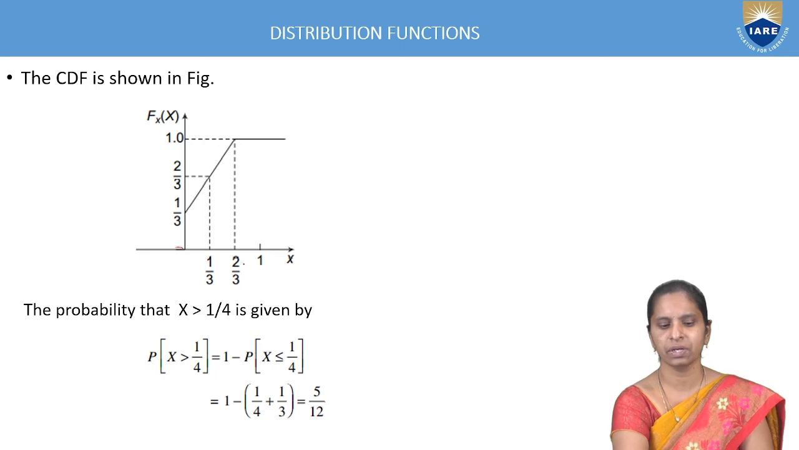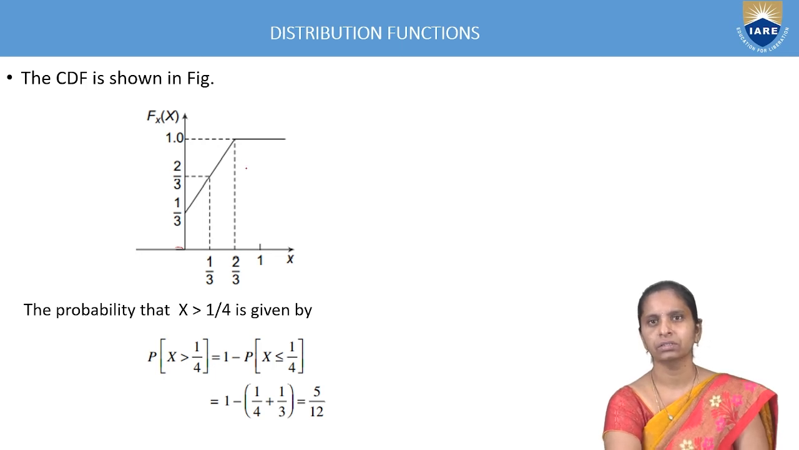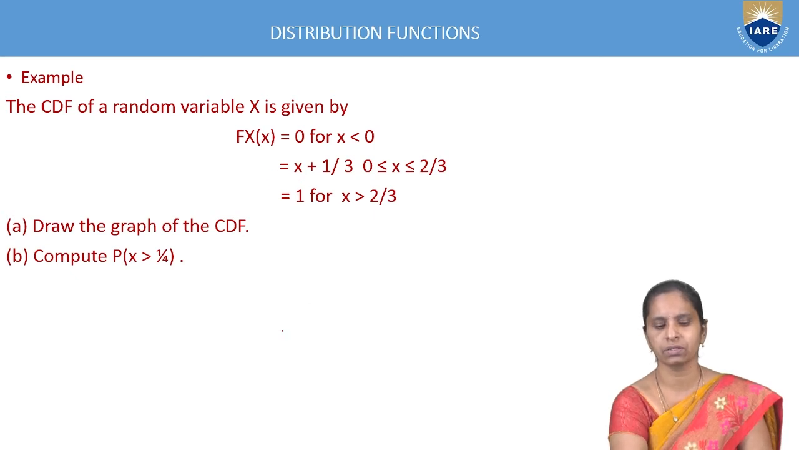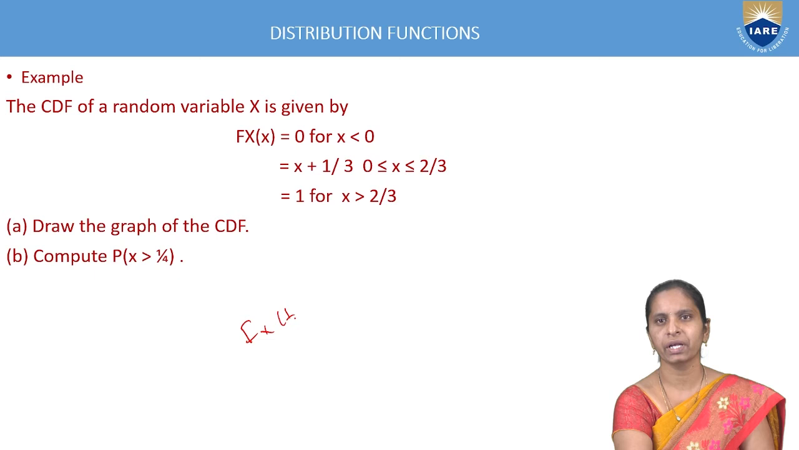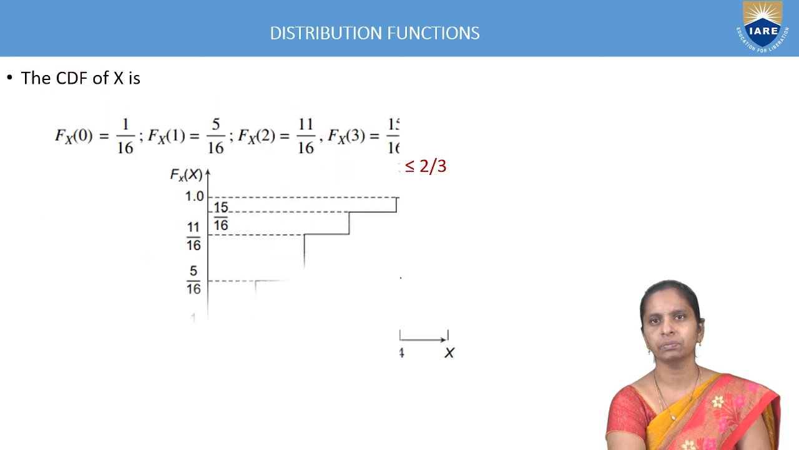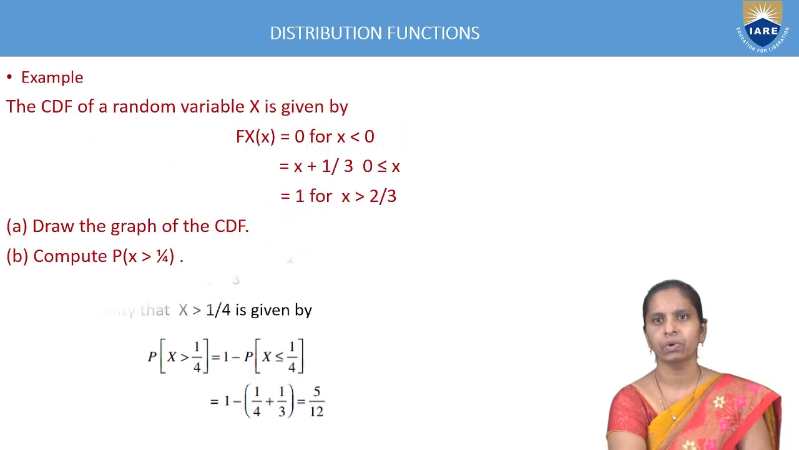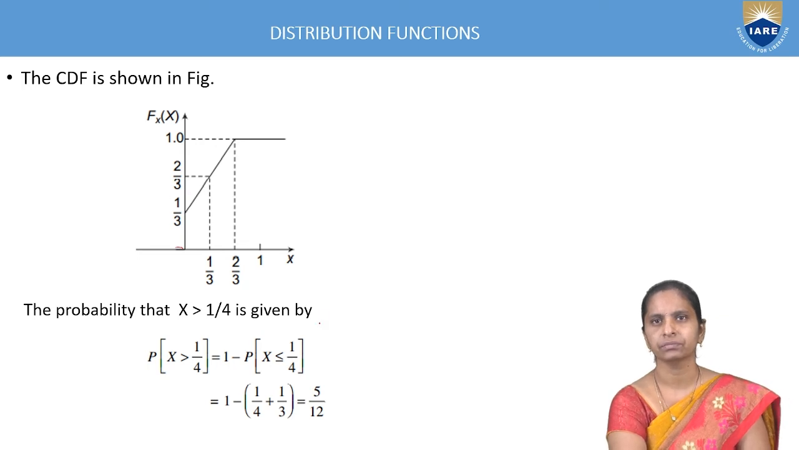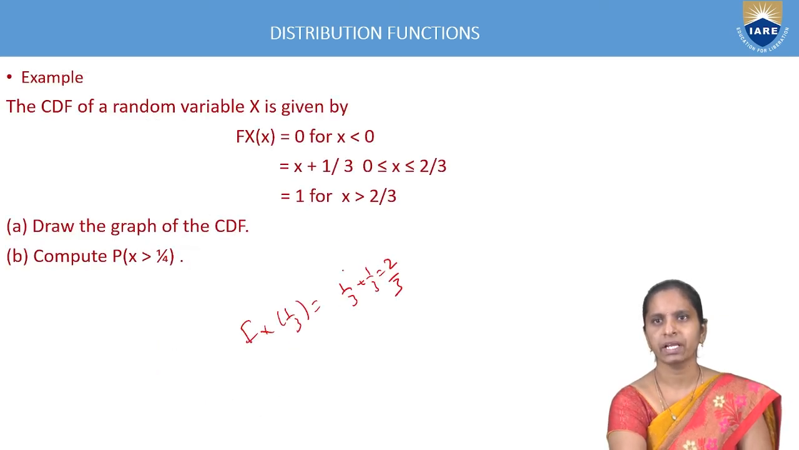Next, when x is from 0 to 2 by 3, first I am taking x equals 1 by 3. When x is 1 by 3, what is Fx of x? It is 1 by 3 plus 1 by 3, that equals 2 by 3. So at x equals 1 by 3, the value is 2 by 3. Next, when x is greater than 2 by 3, x equals 2 by 3.